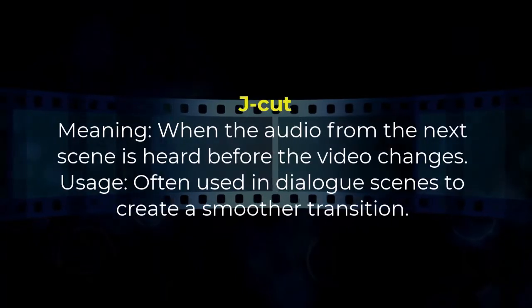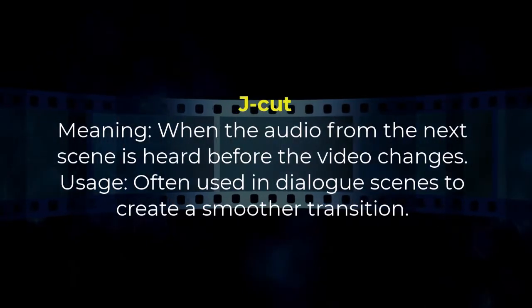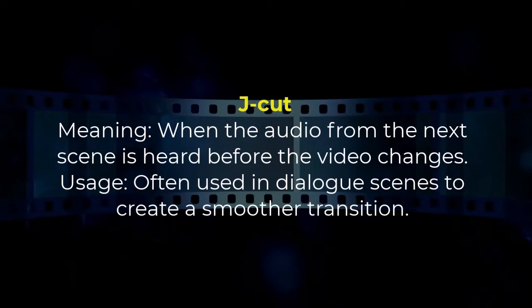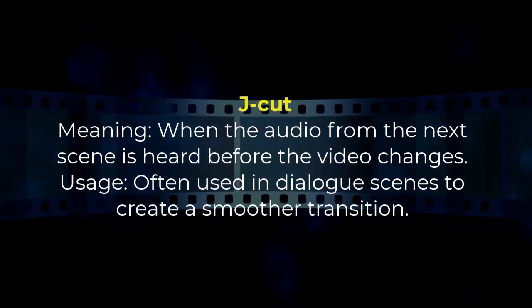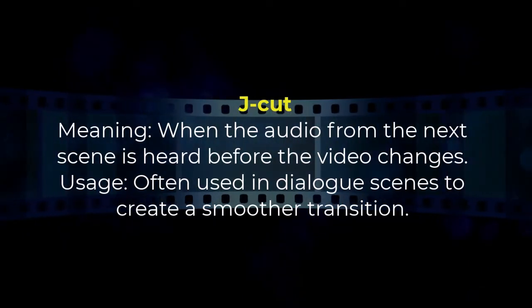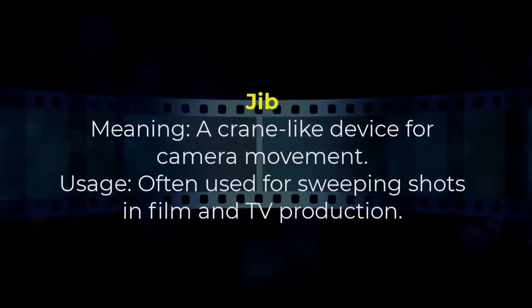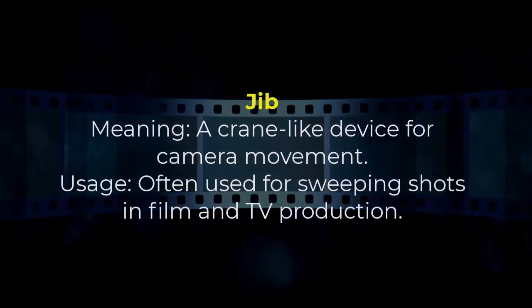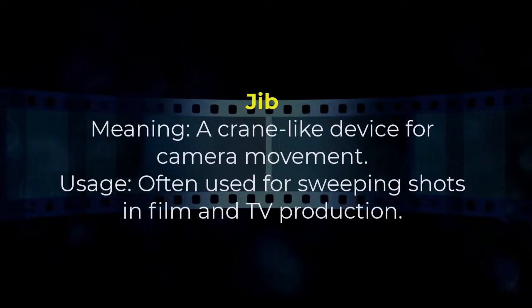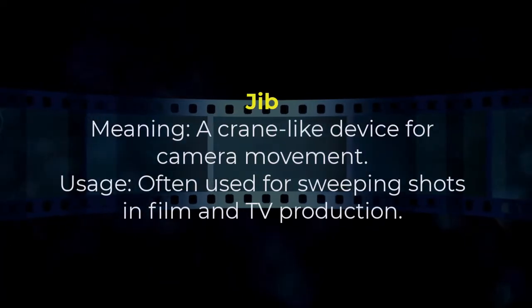J-cut, meaning when the audio from the next scene is heard before the video changes. Usage, often used in dialogue scenes to create a smoother transition. Jib, meaning a crane-like device for camera movement. Usage, often used for sweeping shots in film and TV production.